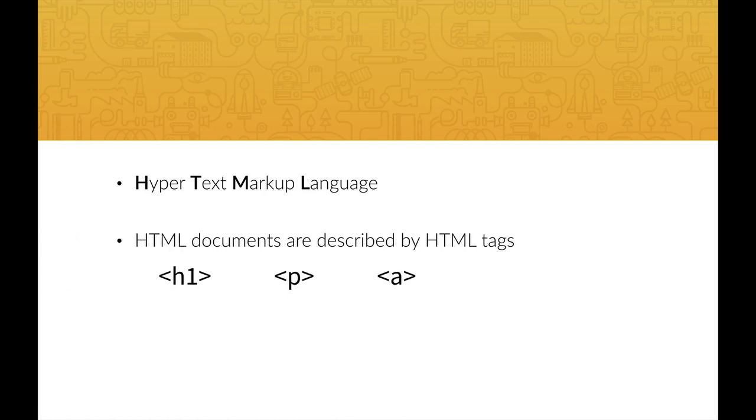HTML documents are described by HTML tags, like these three you see here. Each HTML tag describes a different type of content, such as headings, paragraphs, or links.